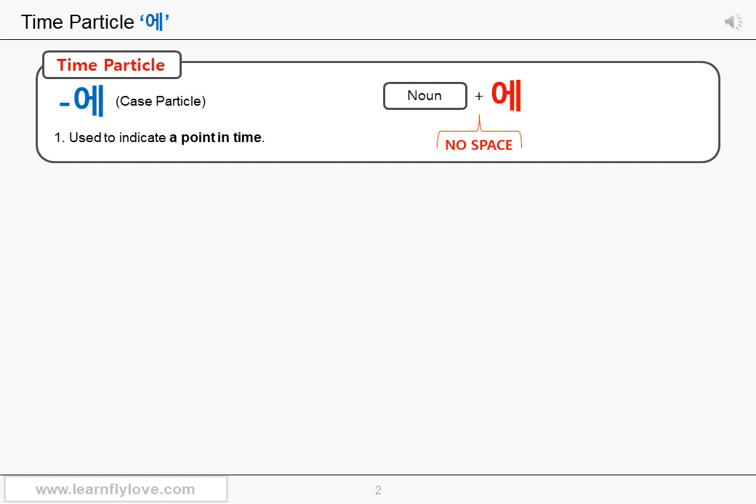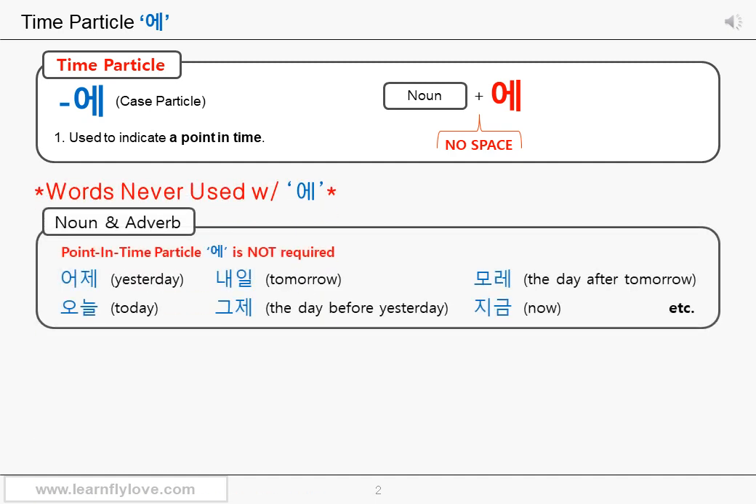Before we learn the nouns that can be used with this particle 에, I want to show you the words that are never used with this particle 에 together, because there have been many learners who were confused about this. First, you don't use this particle 에 with a noun which can also be an adverb. For example, 어제, yesterday, 오늘, today, 내일, tomorrow, 그제, the day before yesterday, 모레, the day after tomorrow, 지금, now, etc. There can be more, but I can't think of anything else now.